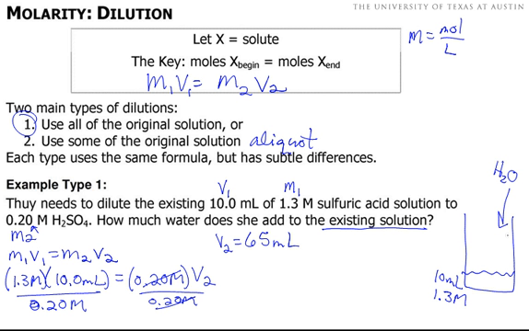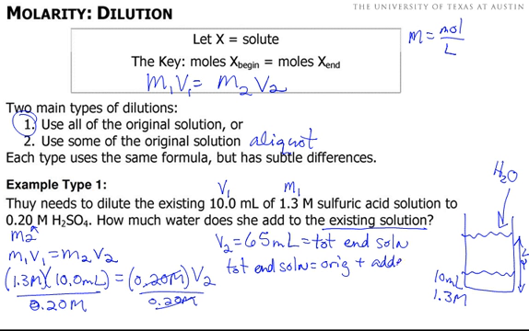Well, when I find V2, please notice that V2 is this entire volume. That's the volume of the entire solution. So this is the total end solution volume. Oh, well that total end solution is the original that I started out with plus whatever I added.